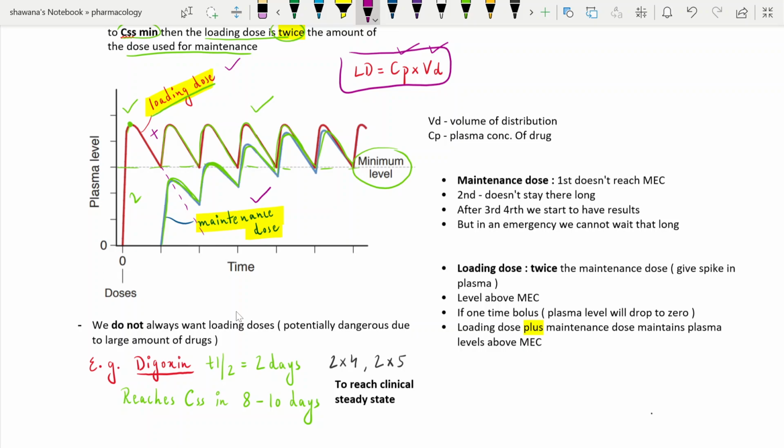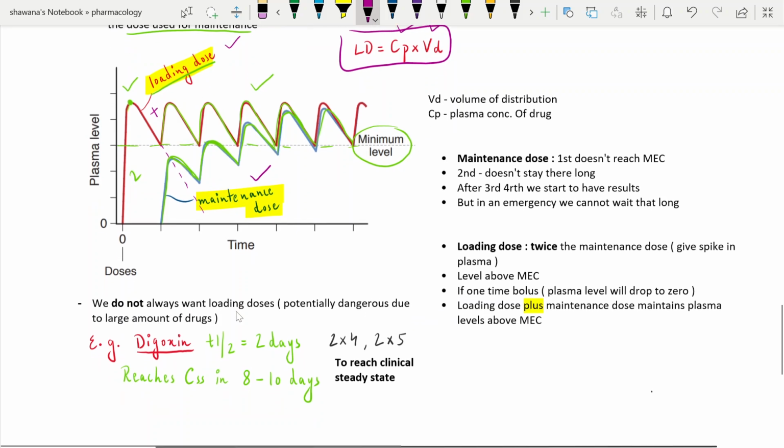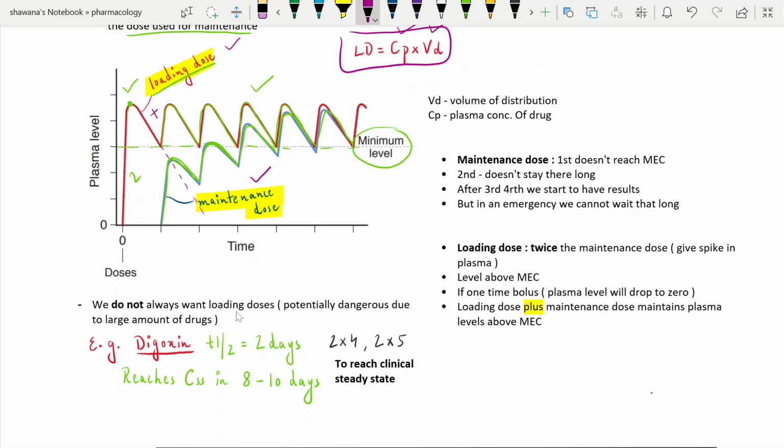But we do not always use the loading doses, right? Because the loading doses are toxic to the body, and they can have dangerous effects because a large amount of drug is administered in a short period of time inside the bloodstream, so it's dangerous. But nevertheless, in case of emergency, we can use such methods and such actions.